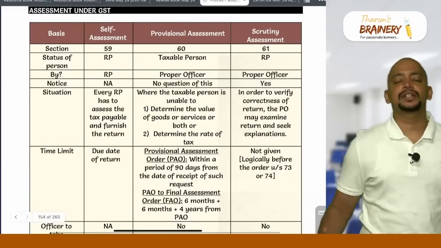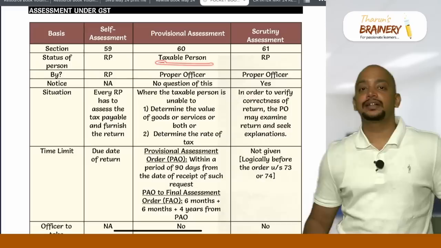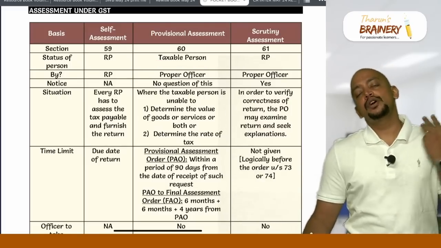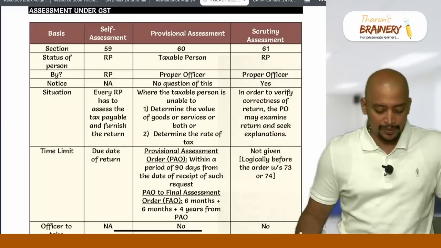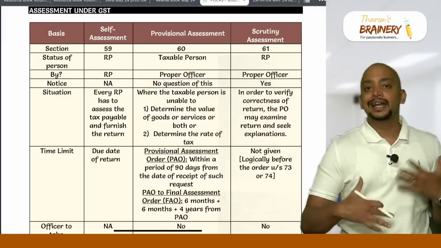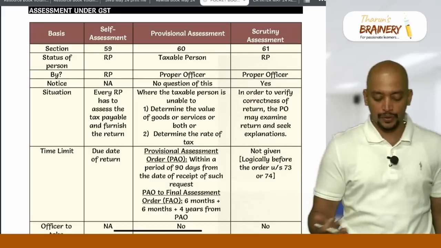Whereas if you see provisional assessment, section 60, it is not on the registered person, it is on the taxable person. Taxable person means a person who is liable to get registered, or who is already registered, will come under a taxable person. So who will do this provisional assessment? It is done by the proper officer. Will any notice be given? No, because this person is only making an application, so there is no question of notice.